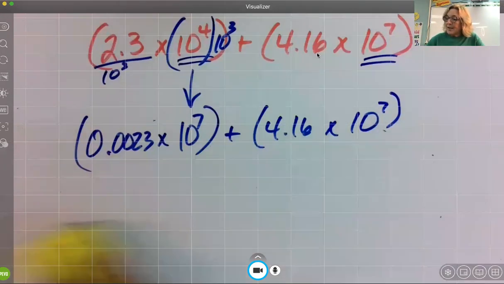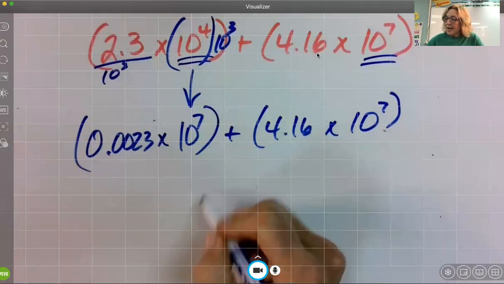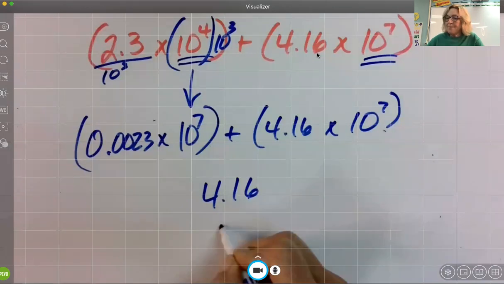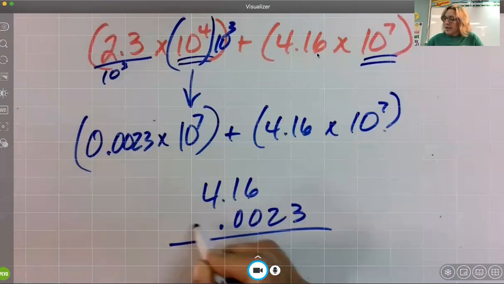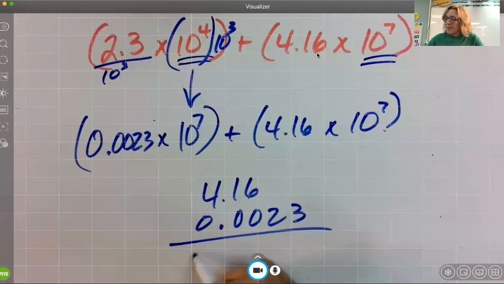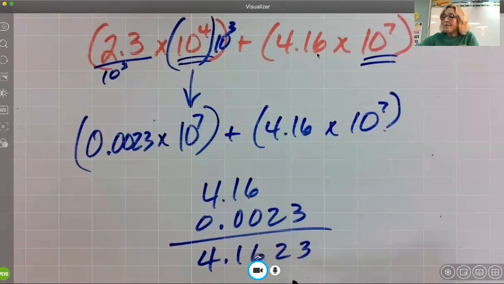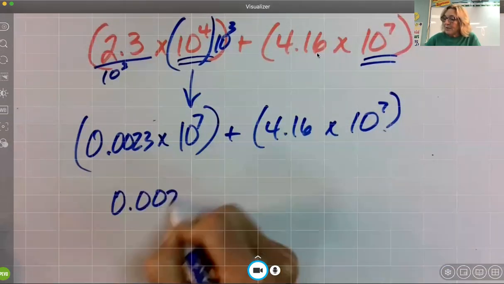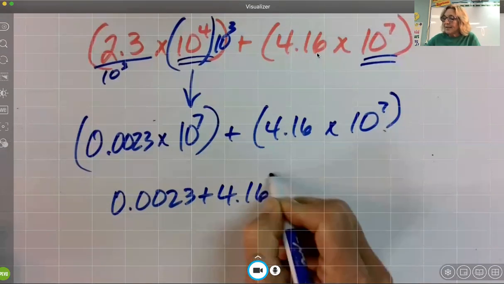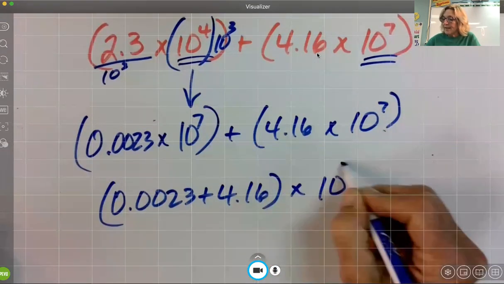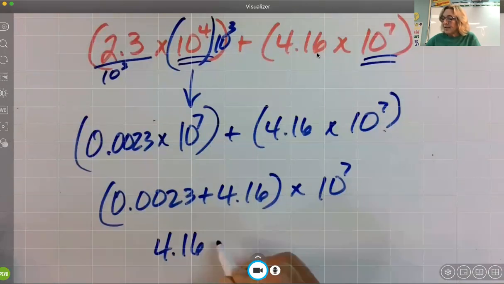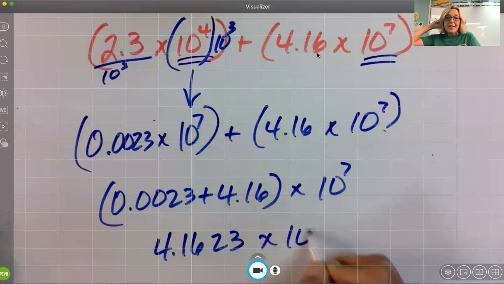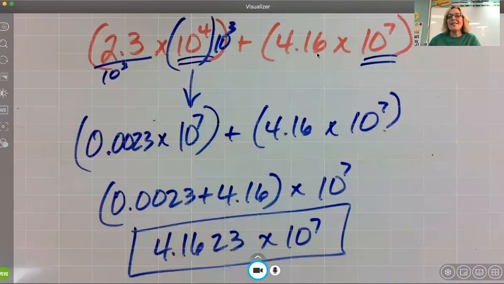So now I'm going to do some addition, and I'm going to set this up so that I make sure I keep everything lined up. So 3, 2, 6, 1. 4.1623 is what you get when you add the coefficients. So I should have written this out like this. What we're doing now is adding the coefficients, and we're going to multiply that times 10 to the 7th power, and we just said that is 4.1623 times 10 to the 7th power. Now, what you may already notice is that this is in scientific notation already, which is fantastic. Okay, that is one way to do that problem.